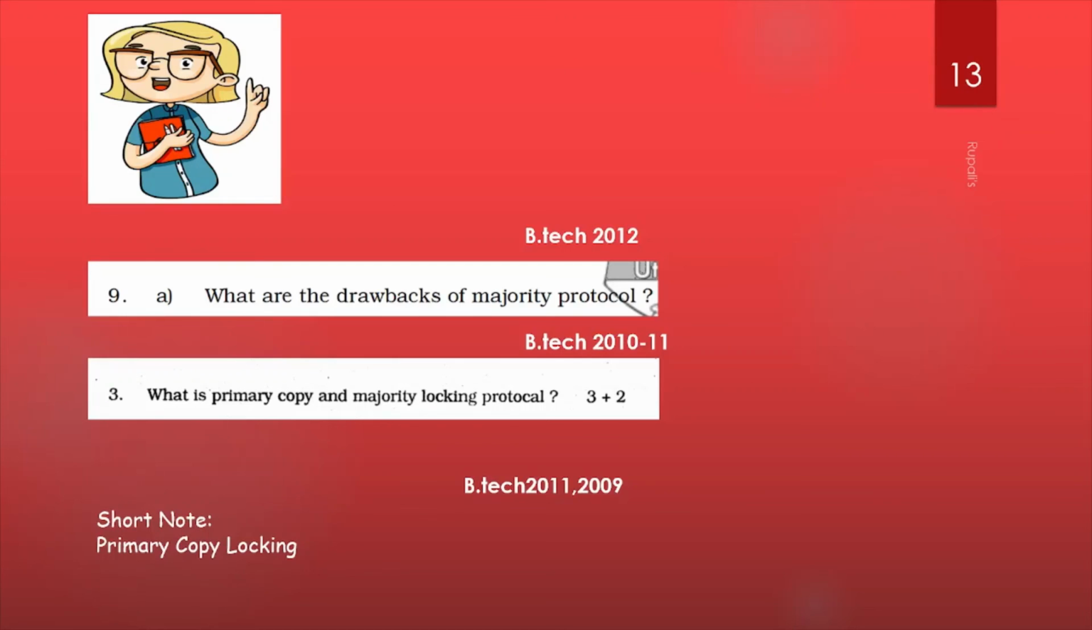Now see the types of questions for your university exam.